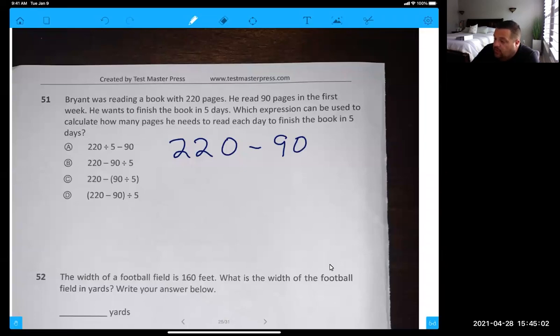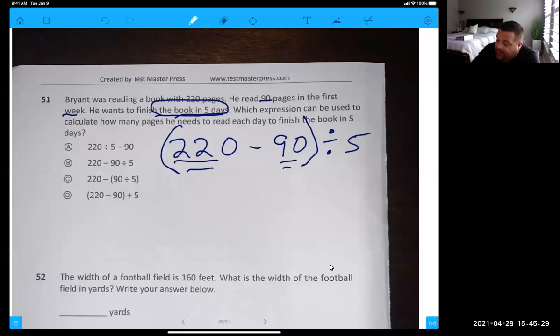So the first day, he wants to finish it in 5 days. So we have to now divide by the 5, right? But we've got to do this first, right? He wants to finish it in 5 more days after this first day, or after in the first week, he read the 90 pages. So he wants to finish it in 5 more days. So you've got to take the total away from the pages he read in the first week and then divide it.